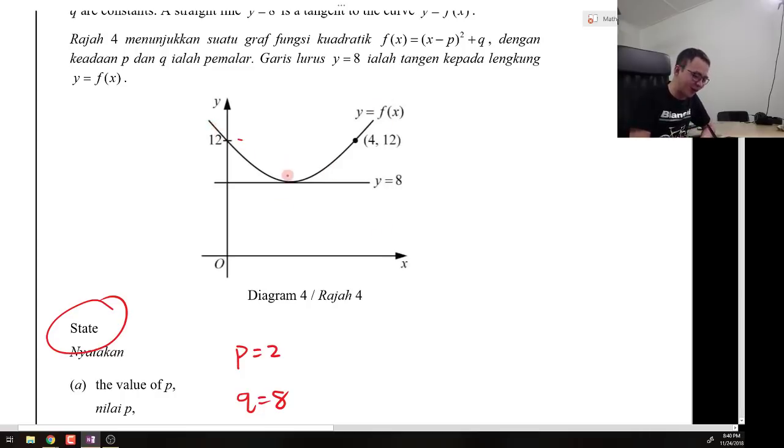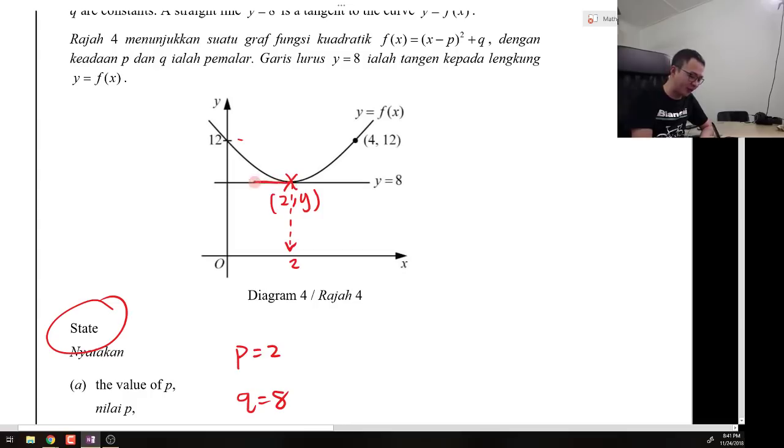First thing you have to agree with me, this one is the minimum point, right? At the minimum point, we have an x and y here. The x value we just found is 2. Right now, I want to read the y value. How do we read the y value? The x value we read from here, right? We read from here, we know 2.